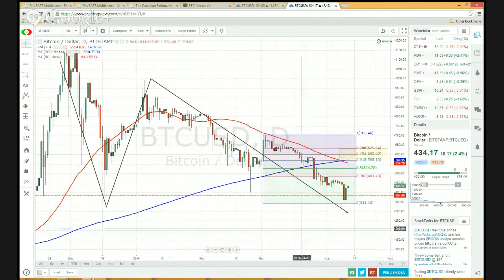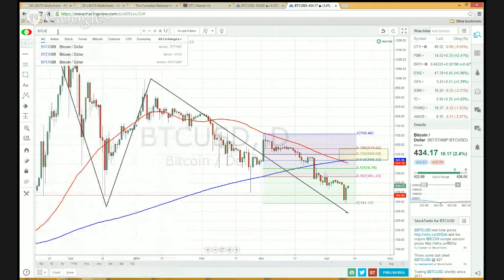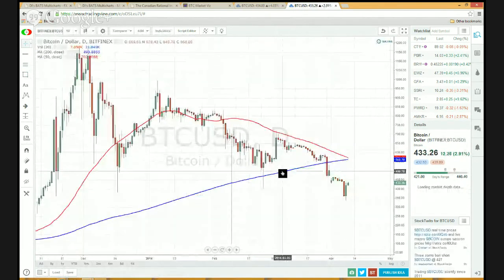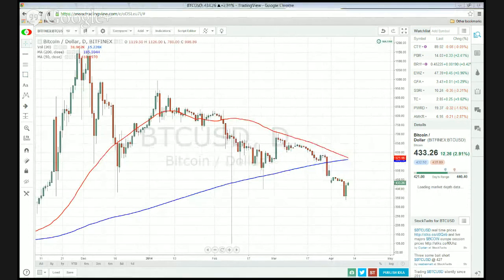Right in there. How do you get that Bitfinex? Is it the same thing? BTC USD? And then you just go in the Bitfinex thing? So that's interesting. Your Bitfinex has not crossed yet. Do you notice that? Are you in Stamp or Bitfinex?